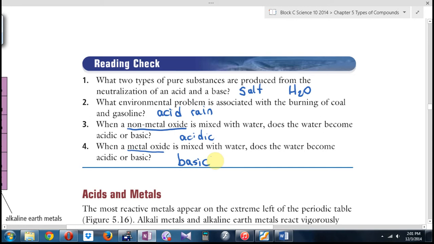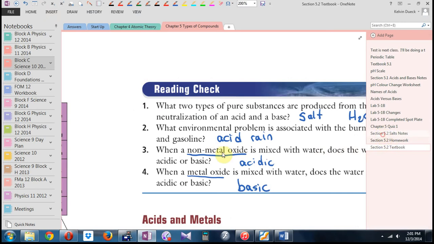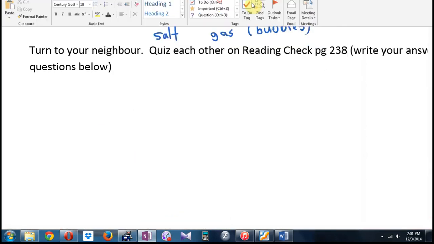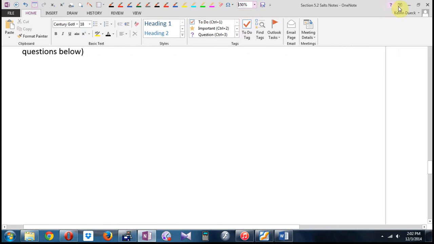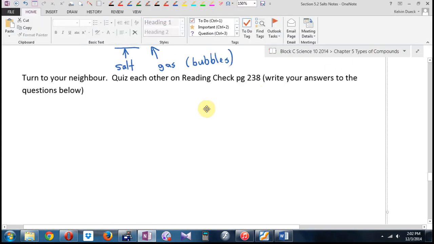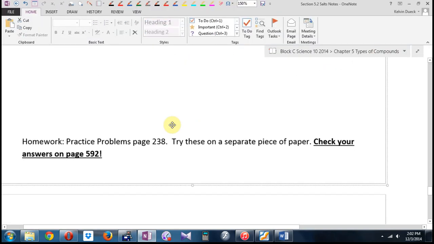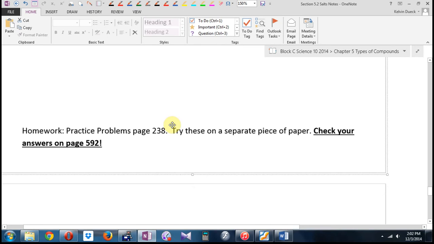Okay. Back to our notes. So instead of writing them down below, we just did them together. Let's keep going. I guess for you guys, it's turn the page. Oh, homework. Practice problems on page 238. This is going to be part of your homework. That's those five questions on the bottom there. It is balancing equations. Try them on a separate piece of paper.